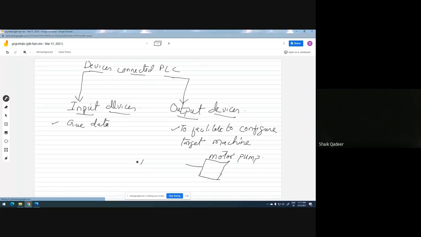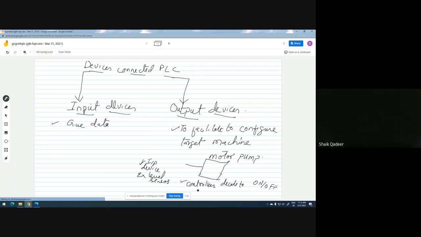So what we will do is we read from input device, example here, level sensor. Then we have a controller in which a program is available which decides whether to make the motor pump on or off. Controller decides to make motor pump on or off.